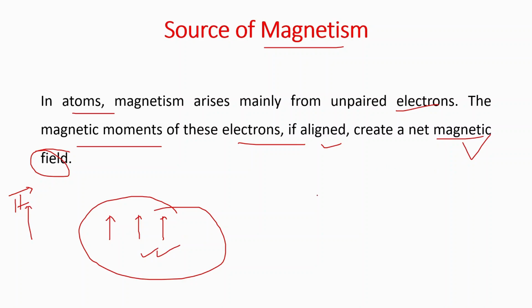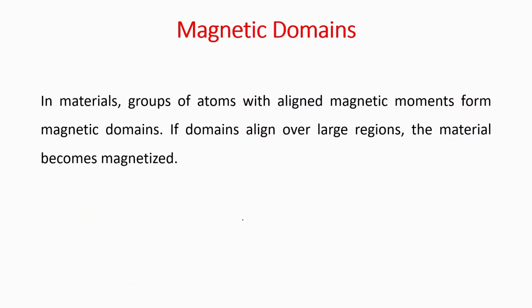And they may be randomly oriented. This is one magnetic dipole, this is another magnetic dipole, and another. So the net magnetization in this case will be very low or almost equal to 0, or we can say that this particular sample is not magnetized. But if they align along the direction of the magnetic field, then this particular material is strongly magnetized.